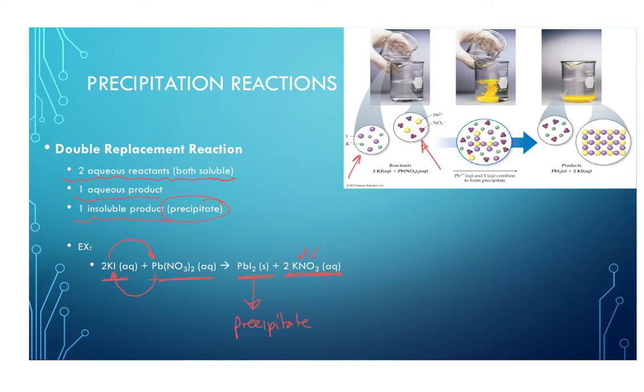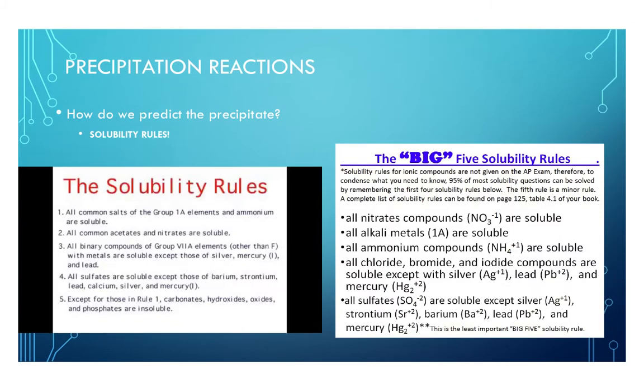When you put them together, the lead ions and the iodide ions will connect together to form larger particles that will then drop out of the solution. Those particles that drop out of the solution are the precipitate. They're insoluble, and the other things remain dissolved in the water. It is the formation of this precipitate that drives this reaction to be able to go. In the previous reaction, we said that lead iodide was the precipitate.